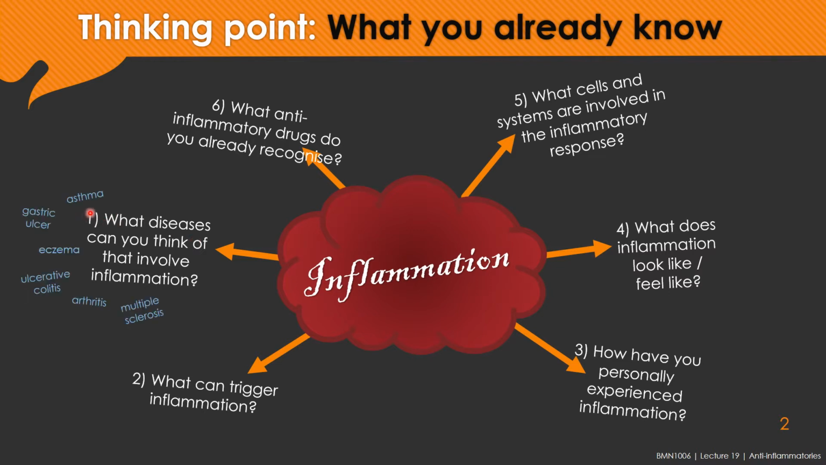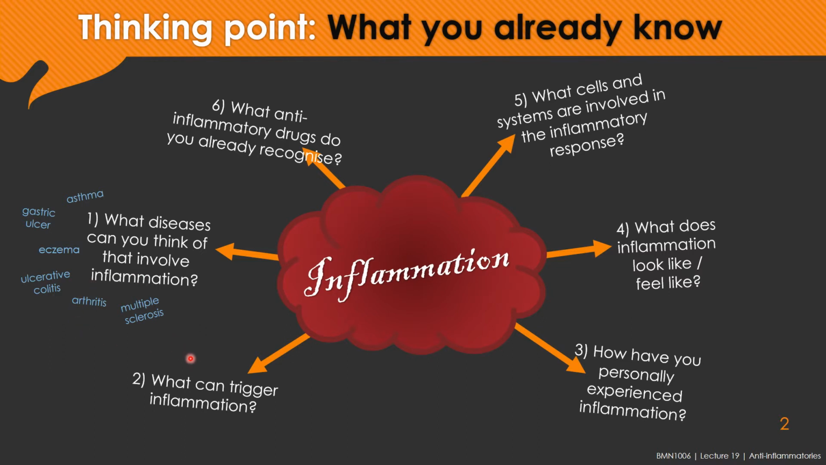Well, you have got asthma, which is basically an allergic response, or we call it hypersensitivity. Gastric ulcer, that's commonly caused by bacterial infection. Eczema, it is a type of skin allergy. Ulcerative colitis, which is the inflammation of your digestive tract. Arthritis and multiple sclerosis, which involve what we call autoimmune disease, by which your immune cells are attacking your own cells and tissues.